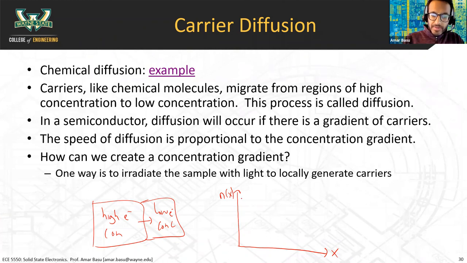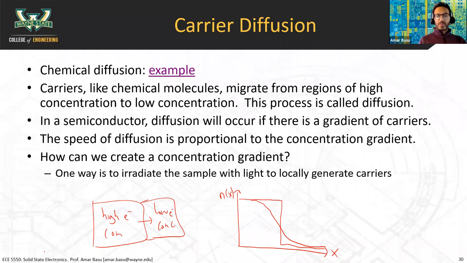So if I have a very sharp gradient like this, you have super high electron concentration on the left side and super low electron concentration on the other side. This is basically an infinite slope, so there's going to be almost infinite diffusion current here. In realistic situations, you can't have a completely vertical concentration gradient. It'll actually have some kind of slope associated with it, like this. The sharper the slope is, the more diffusion current you get. And I'll show you more examples of that as we go.